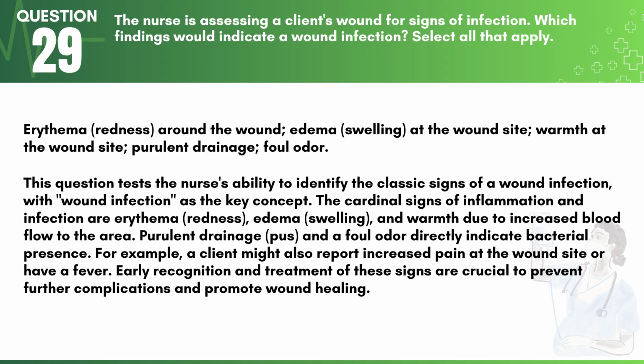Answer. Erythema, redness, around the wound, edema, swelling, at the wound site, warmth at the wound site, purulent drainage, foul odor. This question tests the nurse's ability to identify the classic signs of a wound infection, with wound infection as the key concept. The cardinal signs of inflammation and infection are erythema, redness, edema, swelling, and warmth due to increased blood flow to the area.